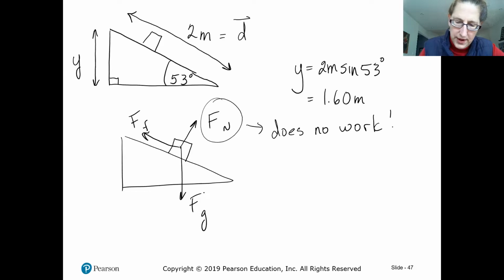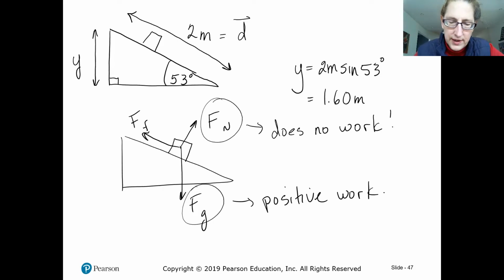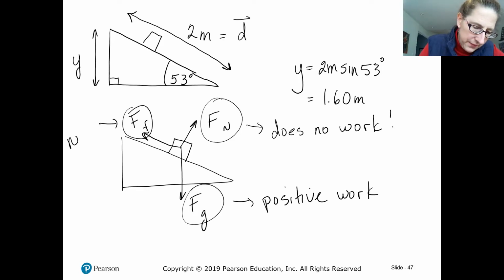Okay. Now, gravity. The thing is moving vertically down. This is going to do positive work because it's in the direction. And it doesn't matter what path it takes, doesn't matter that it's on an incline. It's just how much vertically down it moves that counts. For friction, the angle is 180 to the displacement. And so this does negative work. And it depends on the length of the path.